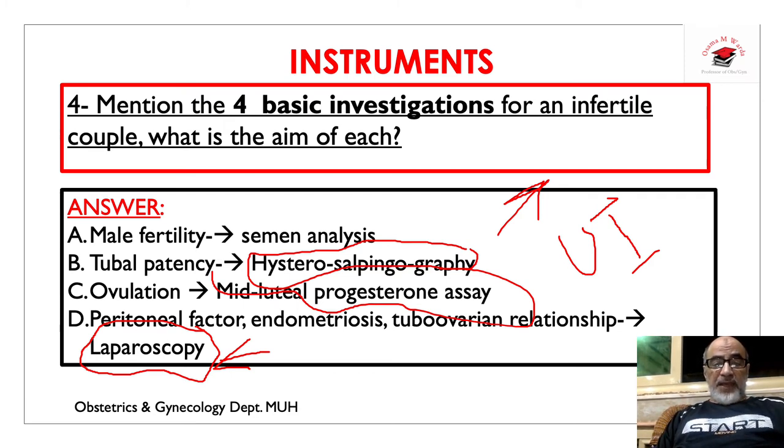The main objective of doing diagnostic laparoscopy in cases of infertility, searching for the cause of infertility, is assessment of the tube-ovarian relationship and peritoneal factor of infertility, and diagnosis of endometriosis.